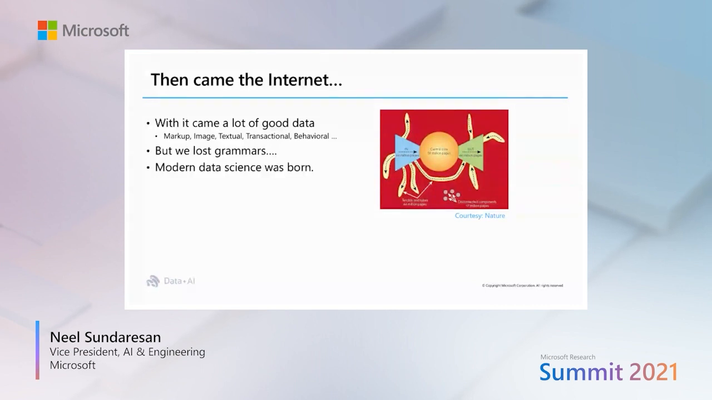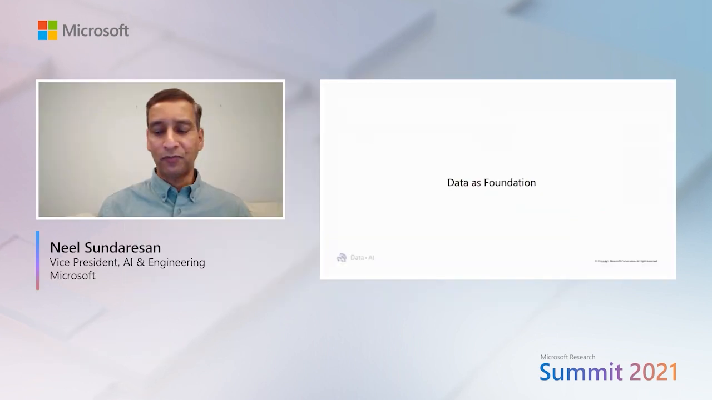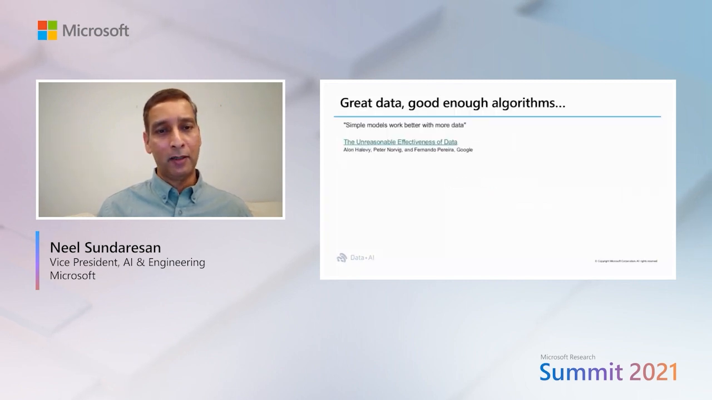The focus was on how to process the data, how to apply algorithms to this data, and how to solve new kinds of problems that could not have been solved before using this data. I'm going to give you a few examples. In this generation, data became the foundation of innovation for productivity. And there was a great paper written by folks at Google about the unreasonable effectiveness of data. The paper said simple models can work better with more data.